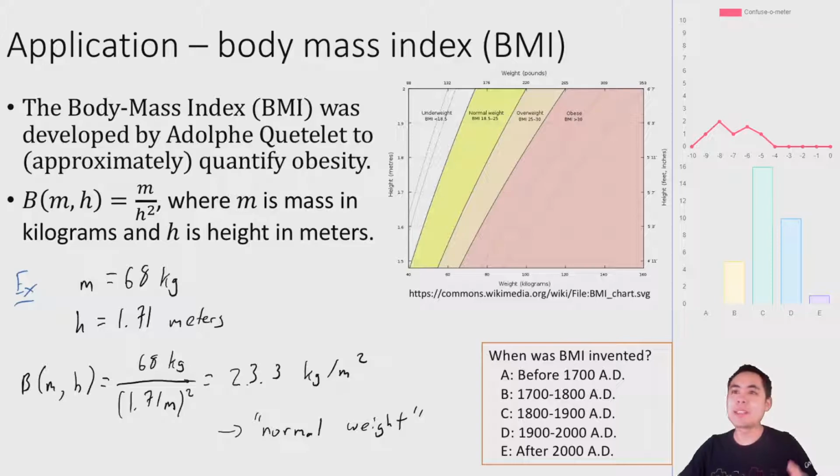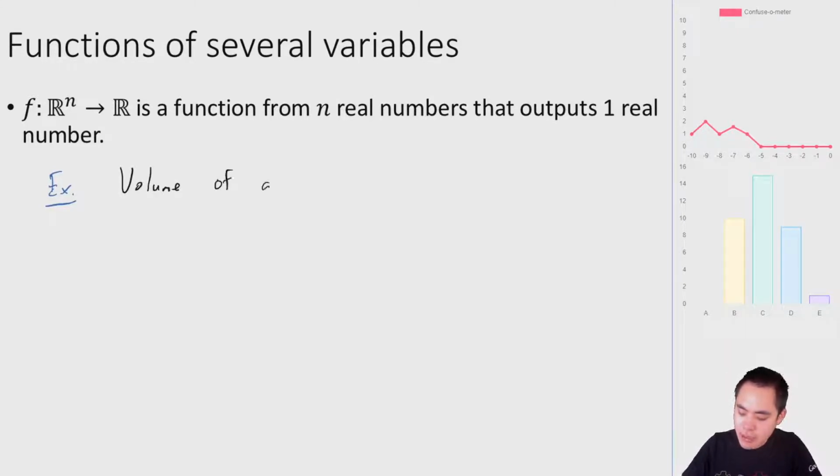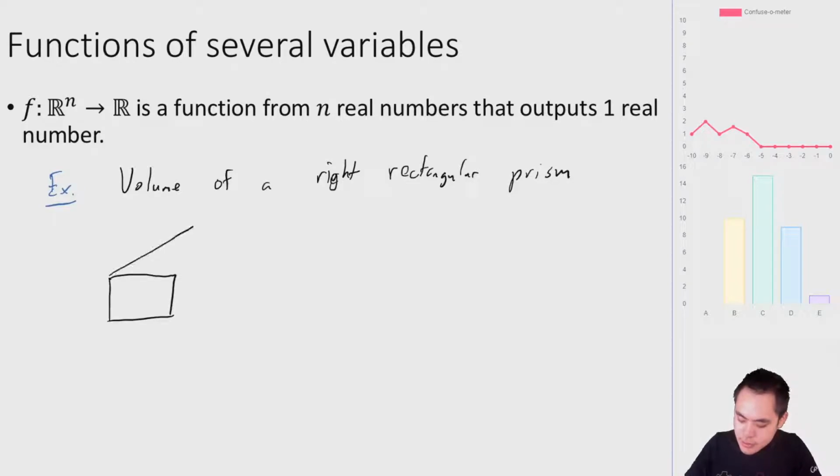Okay, so basically what we're showing is that often you have more than one variable you care about and you want to output some value. So now let's talk about this a little bit more generally. A function of several variables is from R^n to R, a function from n real numbers that outputs one real number. You don't have to stop at just two variables. A common example is, let's say, the volume of a right rectangular prism. So the volume of a right rectangular prism looks something like this.